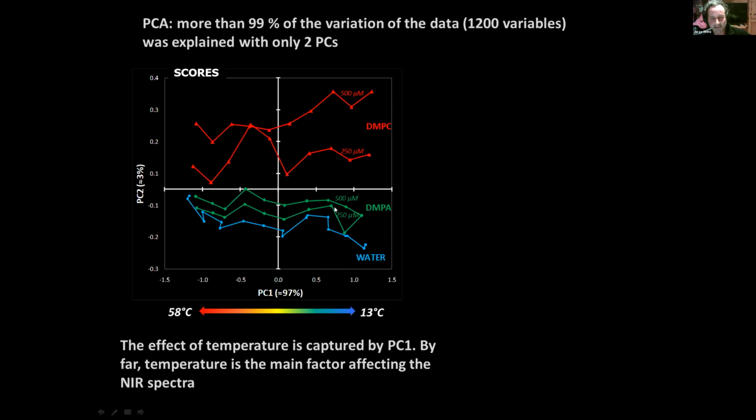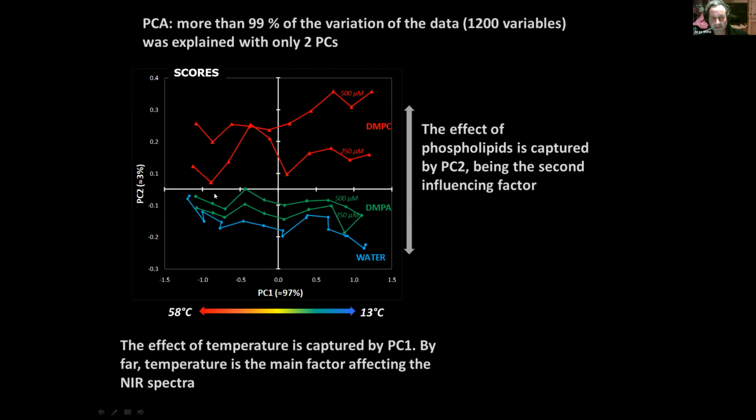And the other lines, the green lines and the red lines, represent the effect of the phospholipid on this interfacial water. For this, we need another PC, which accounts for around 3% of the variation. So in this plot, we have almost the totality of the variation in the spectra due to the variation in the temperature and the variation in the composition. Here we can see how the effect of the phospholipid made some change in the spectra.